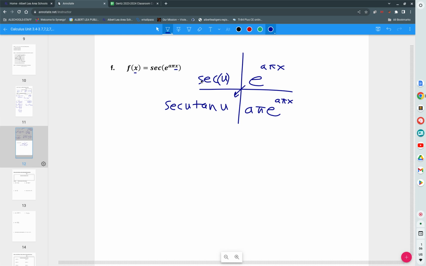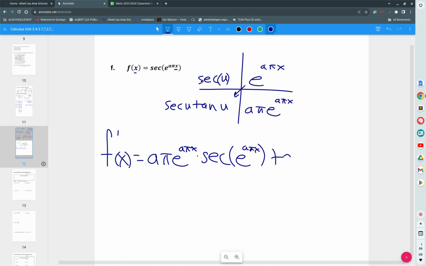And so we'll just multiply these pieces together. The derivative is equal to a pi e to the a pi x times secant of e to the a pi x times tangent of e to the a pi x. That's kind of fun to just look at. It's neat, you know, right? Wasn't that bad. Looks interesting.